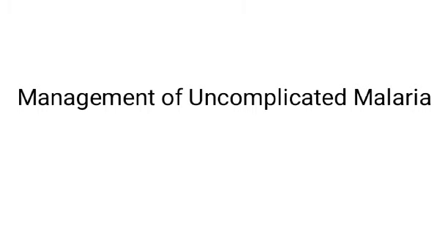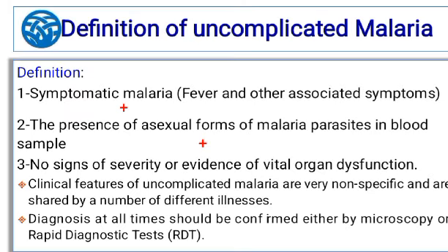Management of uncomplicated malaria. Definition of uncomplicated malaria. 1. Symptomatic malaria, or fever and other associated symptoms. 2. The presence of an asexual form of malaria parasite in a blood sample. No sign of severity or evidence of vital organ dysfunction.